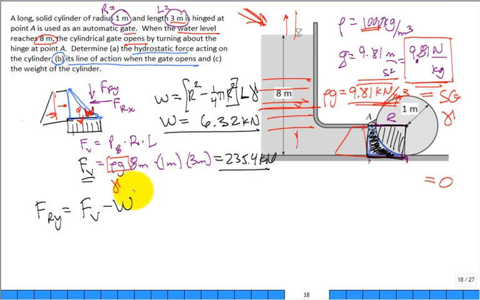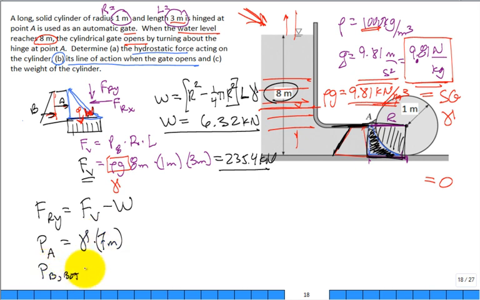Okay. The same thing happens for this distributed load over here. We know it's at 8 meters. This is 7 meters depth right here. So the pressure at the top, this is 7 meters. So the pressure A, let me call this A, and then this is B, is going to be gamma (rho g) times 7 meters.